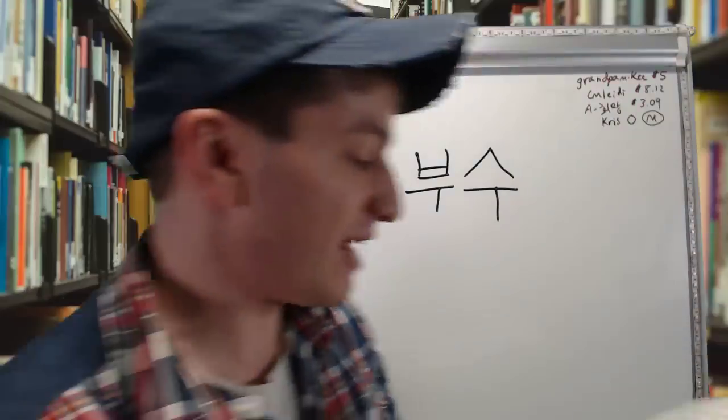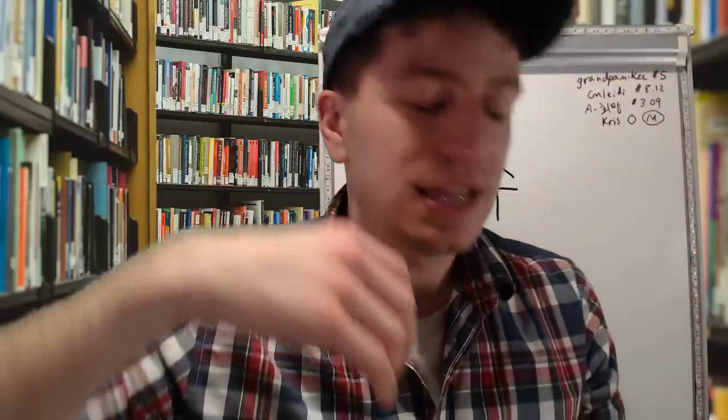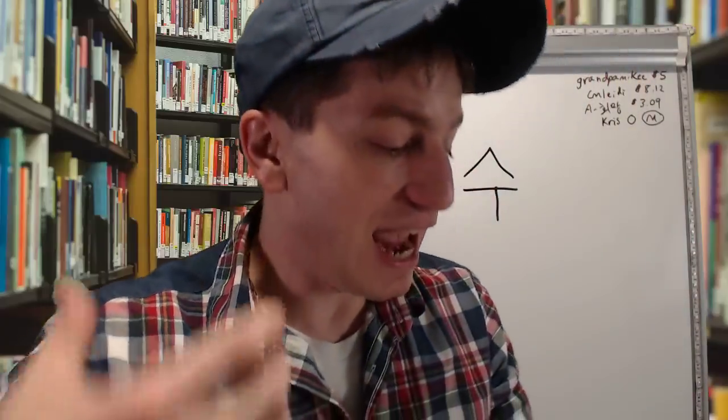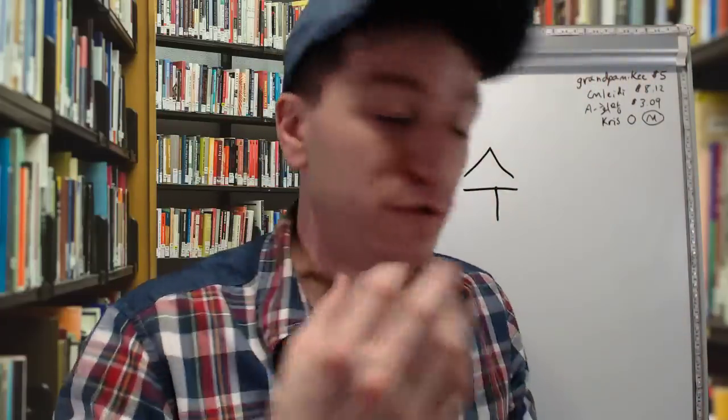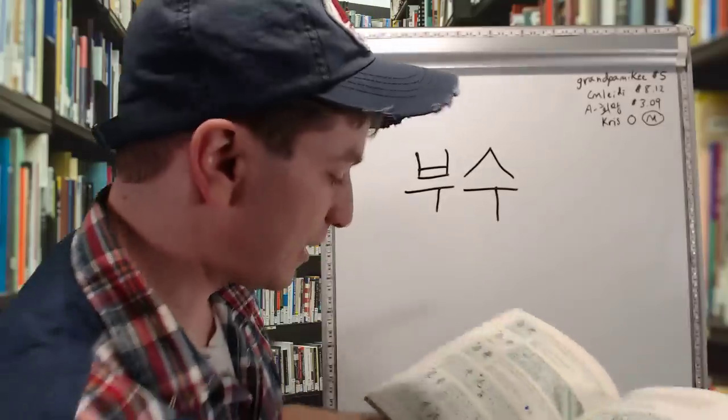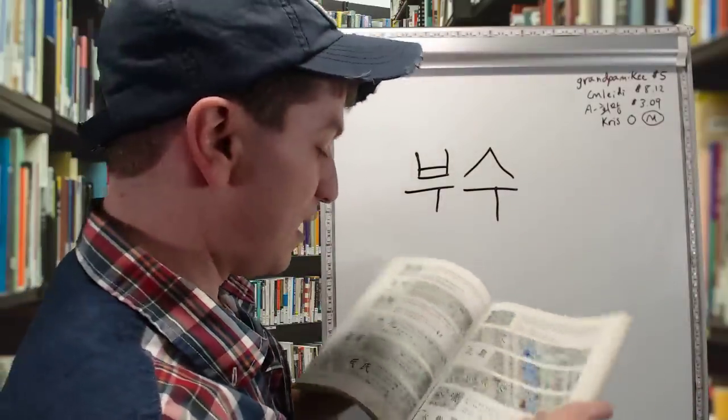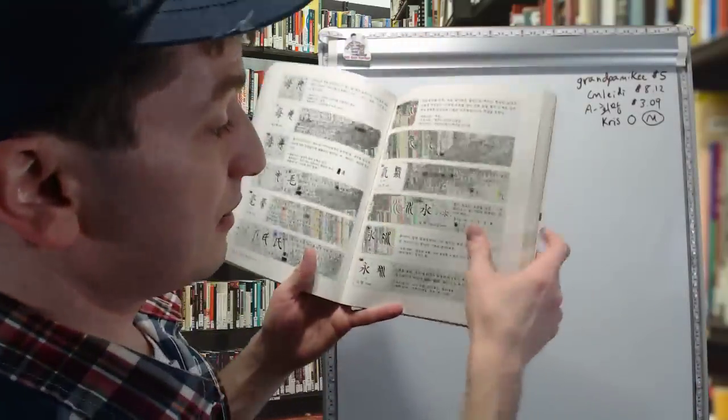And then it gives a Korean explanation: 짐승의 꼬리털이나 털 모양. So the shape of a tail, specifically the tail fur on some sort of beast, some sort of animal, or just the shape of fur itself. And then it mentions the radical for that.